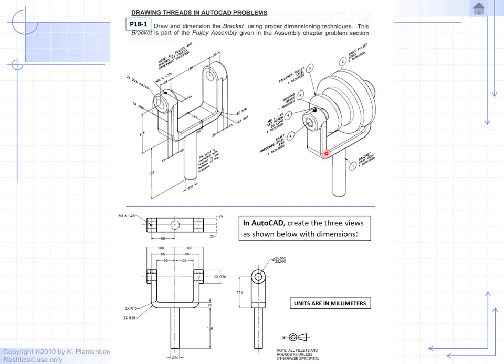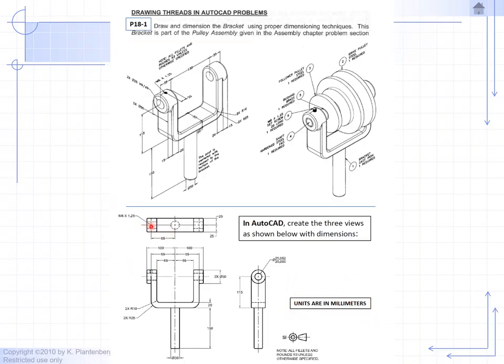So for our assignment, we're going to model in AutoCAD the bracket or the fork. We're not going to draw the entire assembly. We will cover assemblies in the next chapter. So our assignment is to just create the drawing for the bracket or the fork. You're going to create a front view, top view, side view, and you are going to add dimensions. And here's our thread callout. This assignment is in millimeters.